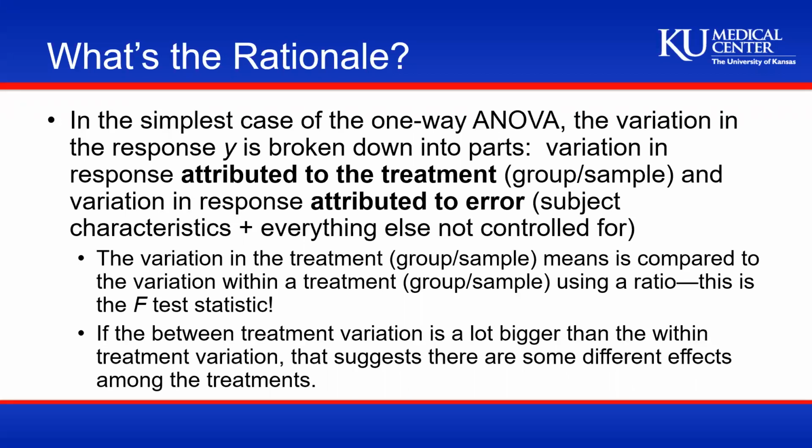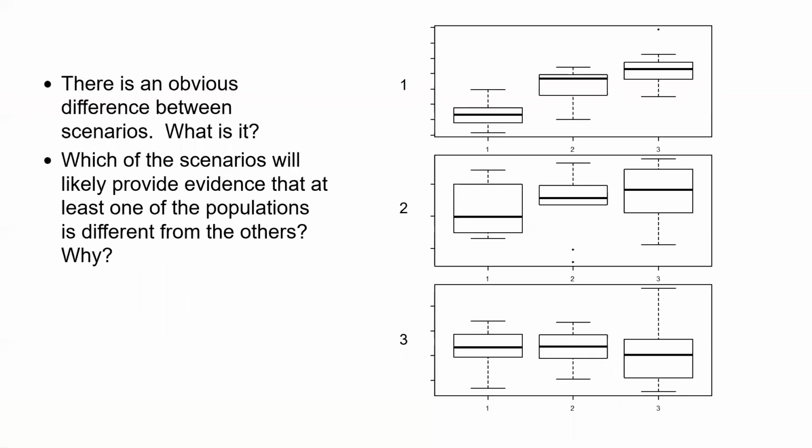And we do that using a ratio, and that ratio is called the F test statistic. So the idea is if the between treatment variation is a lot bigger than the within treatment variation, that suggests there are some different effects among the treatments. So let's take a look at this.